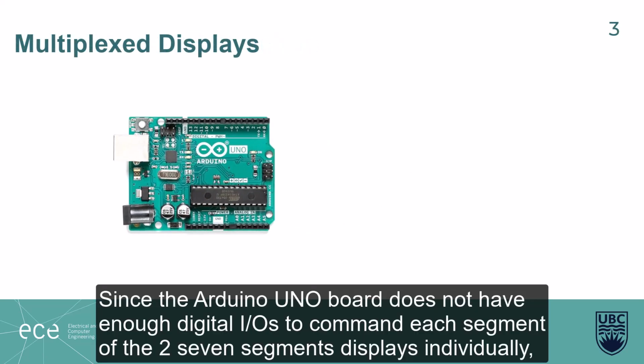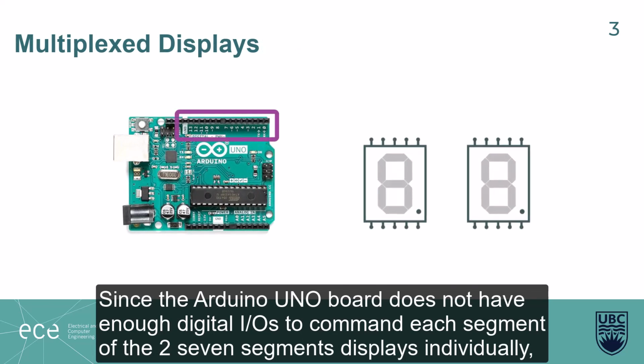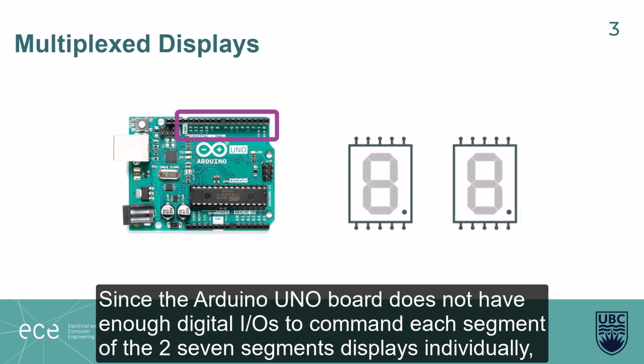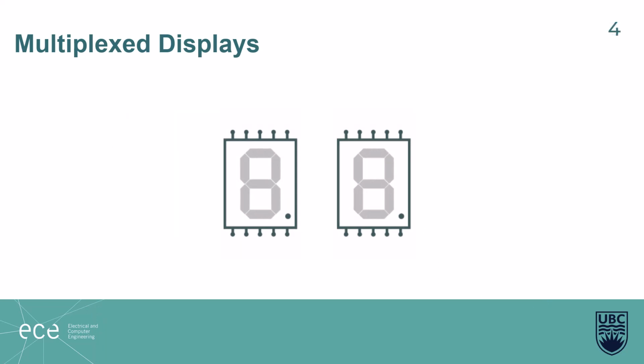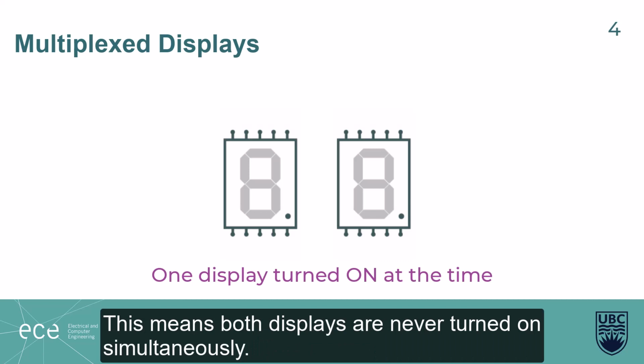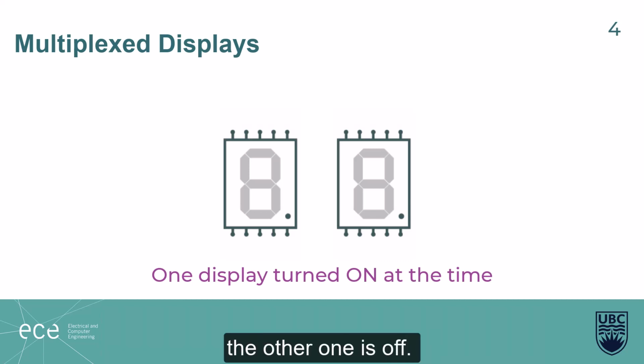Since the Arduino Uno board does not have enough digital I/Os to command each segment of the two 7-segment displays individually, we have to learn the concept of multiplexed displays. This means both displays are never turned on simultaneously. When one is on, the other one is off.